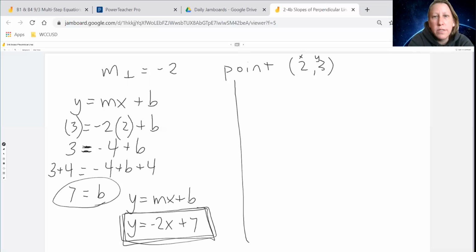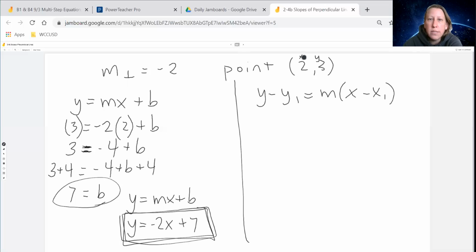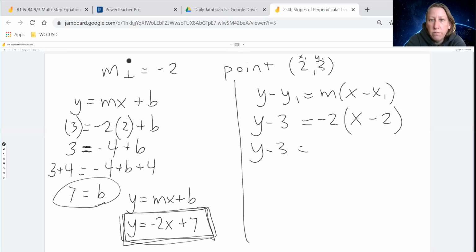But a little bit more sophisticated way to do this problem, just as good, just a different way, is to use the point slope formula. So we know the point. This is now going to be an x1 and a y1, and we know the slope, and we're going to plug it in. So we're going to put the 3 for the y1, we're going to put the -2, and we're going to put the 2 for the x1. I'm going to distribute. That's a plus sign. And then I'm going to add 3 on both sides.